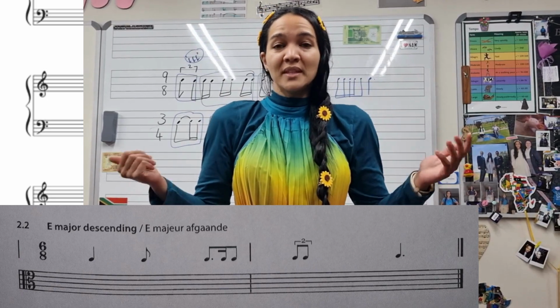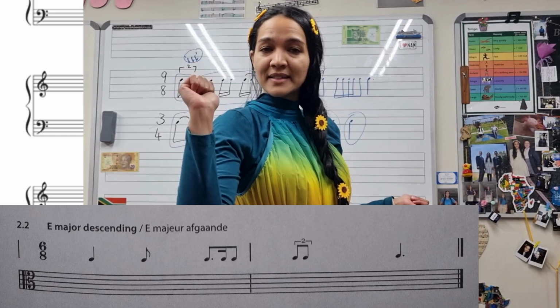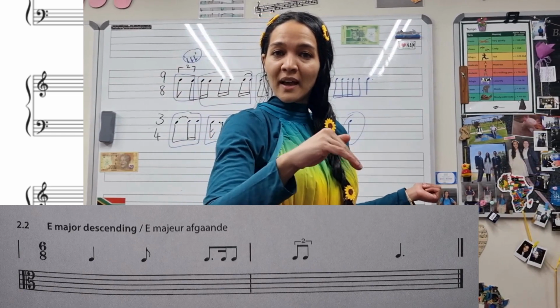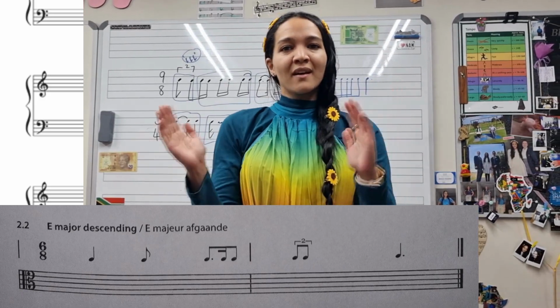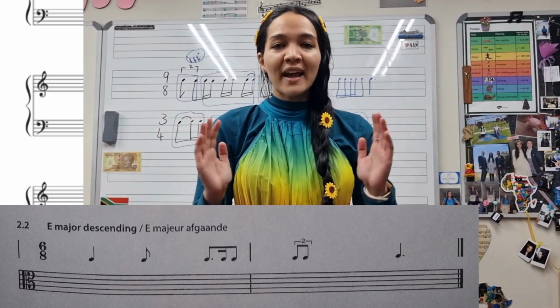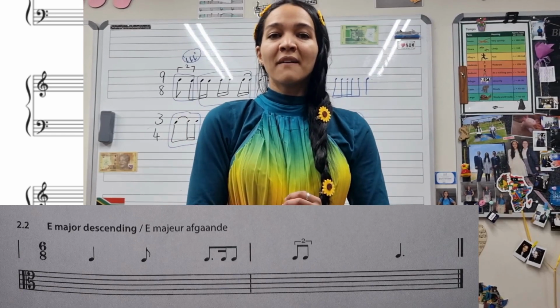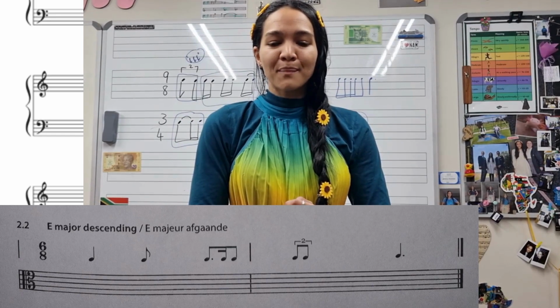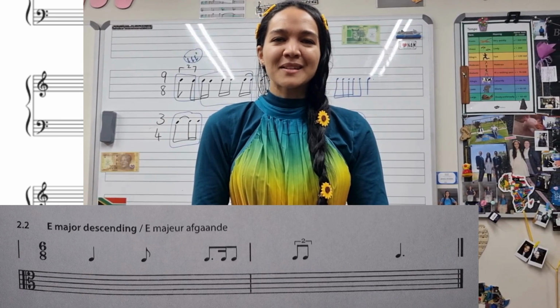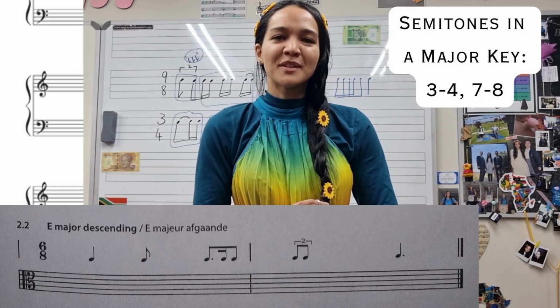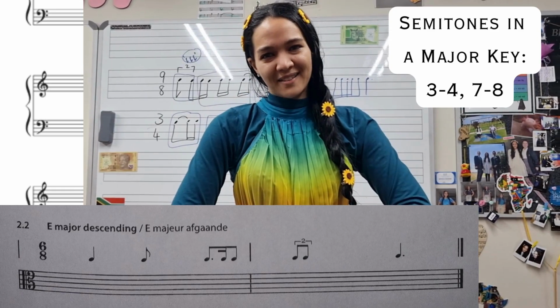Then we're going to descend, so we need to start on a nice E and make our way down to the next E, filling in all our notes, not missing any lines or spaces, and then finally we have our semitones, and remember degree 1 is the lowest note. So from there we're going to add in our semitones, and in a major key they lie between degrees 3 and 4 and 7 and 8.